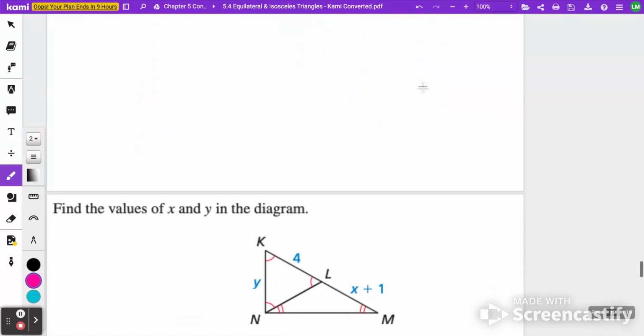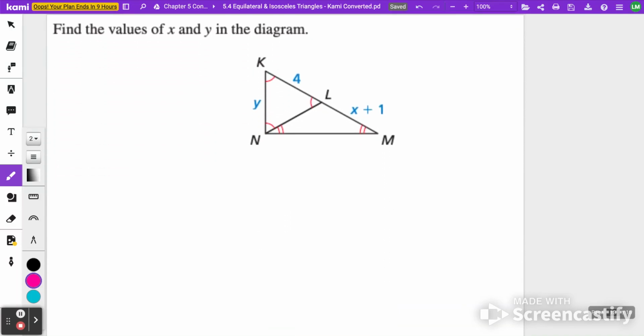The last little bit, we're going to use a little bit of algebra skills here. It says, find the value of x and y in the diagram. One thing you want to keep in mind is this first one, if you want to draw it all by itself, sometimes it helps drawing it separately.